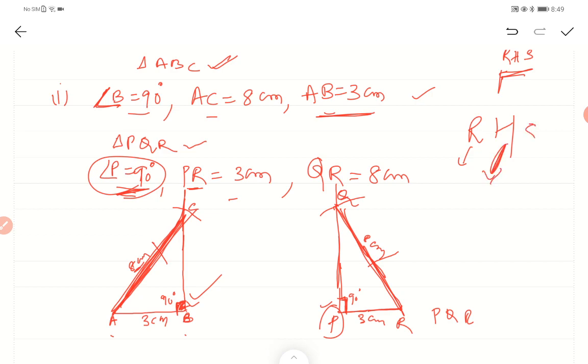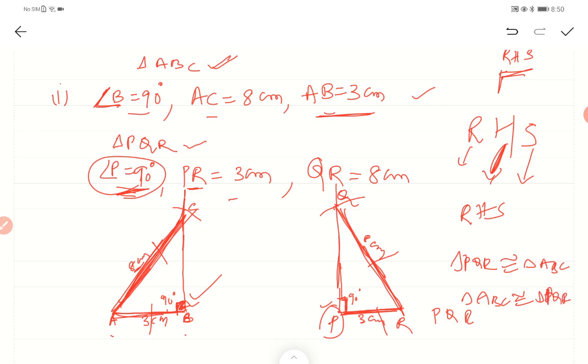Now what about the side? So the hypotenuse and one side should be the same, right? So what is it? We have here both bases as 3 centimeters. So now I can say, according to the rule of RHS, triangle PQR is congruent to triangle ABC, or vice versa. Triangle ABC is congruent to triangle PQR.